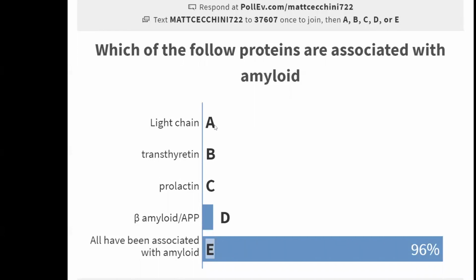The case that I showed you is actually a case of light chain deposition. B, transthyretin. This is an important one to identify because a subset of these patients will actually have a genetic mutation that makes them more predisposed to amyloidosis. C, prolactin you can also get, and D, beta amyloid / APP is typically what you see in the brain as well. Great work.